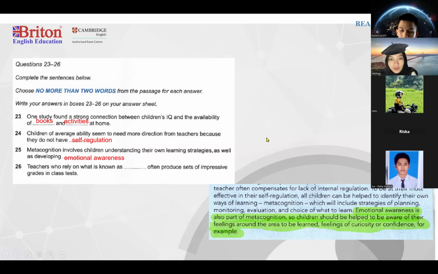Thank you, Aya. Choose the next friend for the last question. Aya, who do you choose? I think I will choose Rizkia. Okay, Rizkia, go. Number 26. What's the keyword, Rizkia?